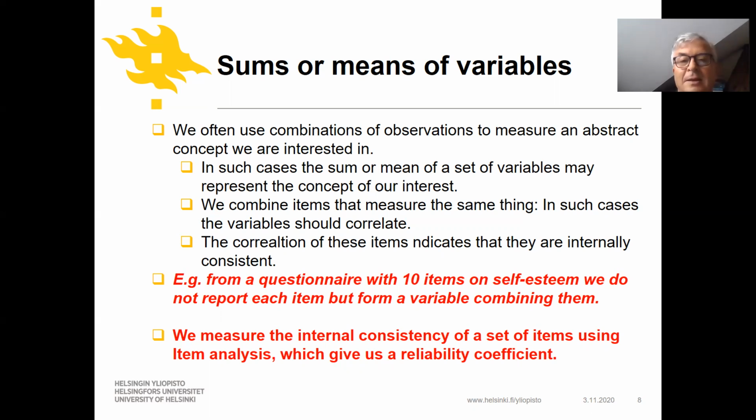And this is where we get close to the idea of reliability. So it's a good idea to combine items that measure the same thing, and it's definitely more problematic if they don't. So if you count the sum or the mean of, say, these variables, then they should start out by checking that they do correlate, so that they have something to do with each other.